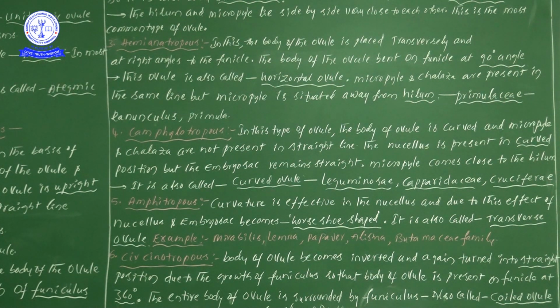My dear students, watch this video carefully. If you skip anywhere, you cannot understand this. So try to watch completely without skipping. Then only can you come to know the information about types of ovules and their position.